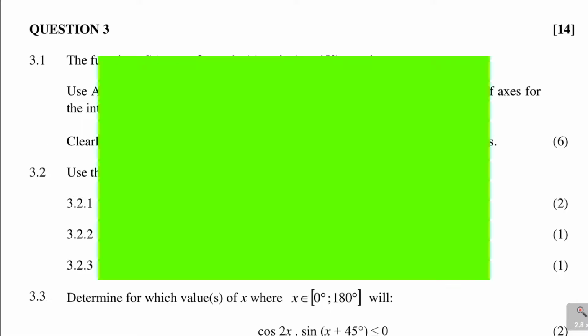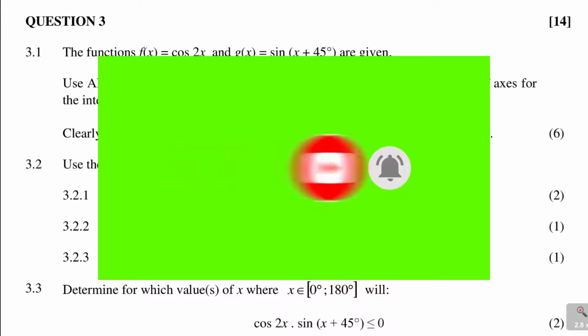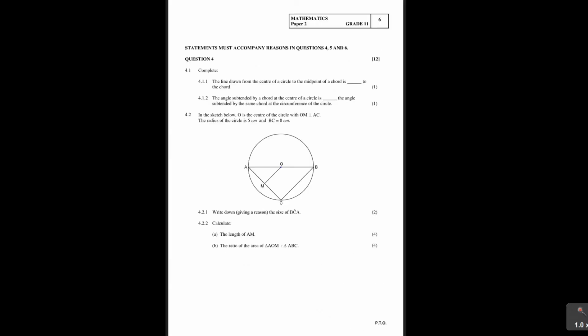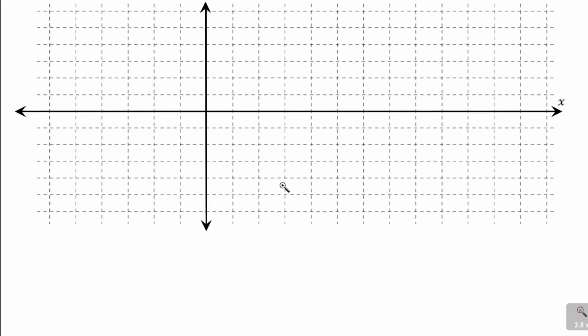It's mainly a few things here. 14 marks. I'm just going to be a bit quicker here, but your calculator mainly plays the part. It says the functions f(x) and g(x) are given. Use answer sheet A and sketch graphs of f and g on the same set of axes for the interval minus 90 to 180. They gave us some sketch, I guess. So they say we must use this.